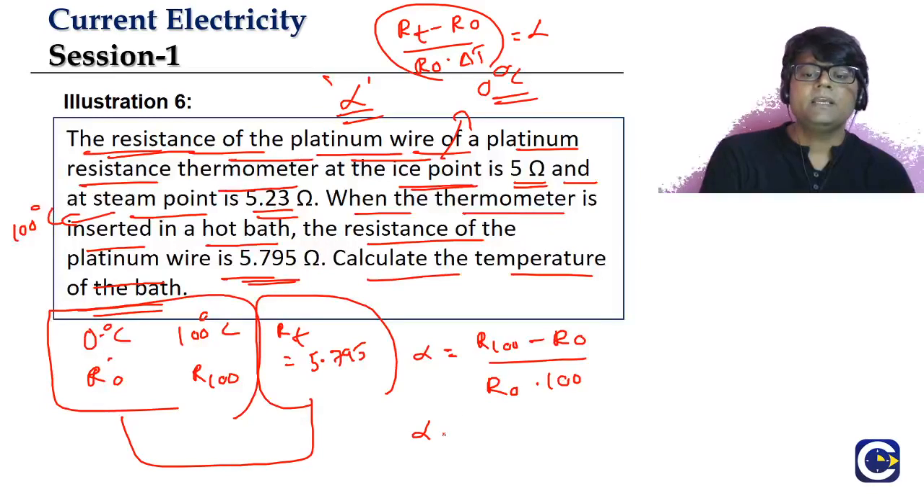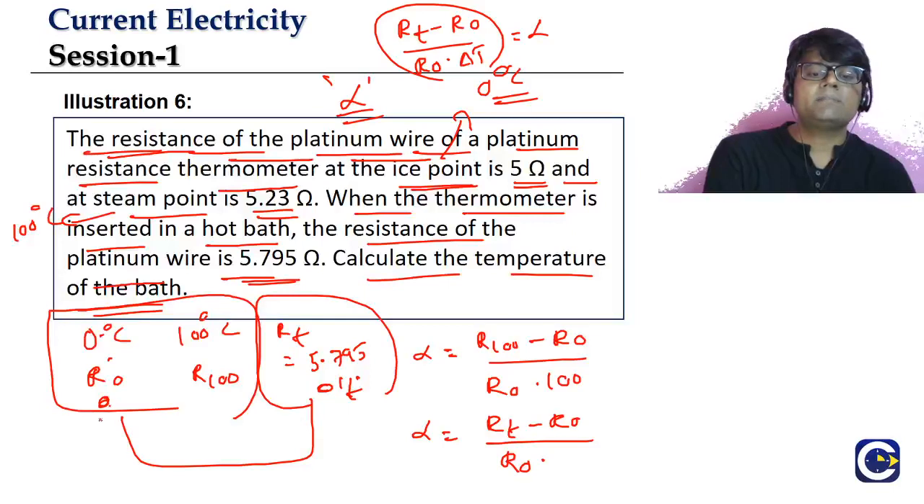Next, when I write the alpha formula using the base temperature and the unknown temperature T, the formula is RT minus R0 by R0 into the temperature difference. The base temperature is 0, so T will be the temperature difference. This T is what we are supposed to find. In both cases alpha must be the same, right? So now I am going to use these values.